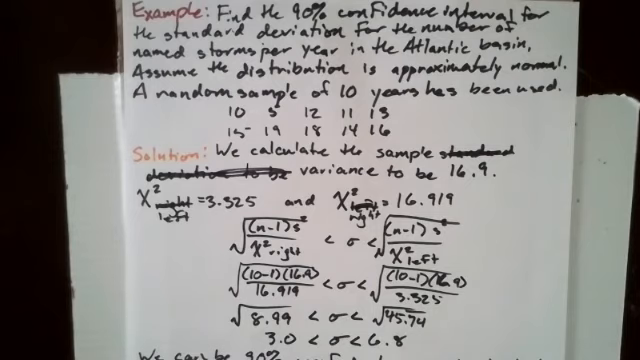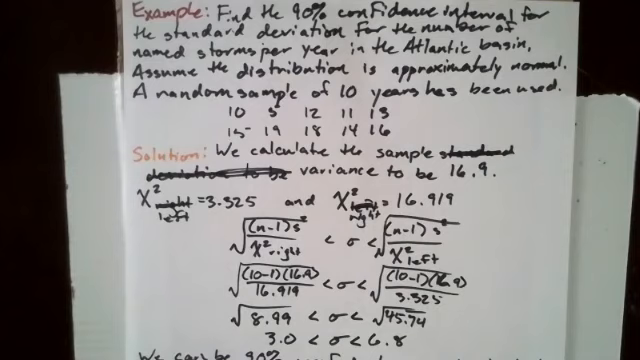Now we're going to find the 90% confidence interval for the standard deviation for the number of named storms per year in the Atlantic Basin. Assume the distribution is approximately normal and we have a random sample of 10 years that we're using. And here are the values for those 10 years. So the first thing we have to do is calculate the sample variance, which is 16.9. And then we find chi-square left, which is 3.325, and chi-square right is 16.919.